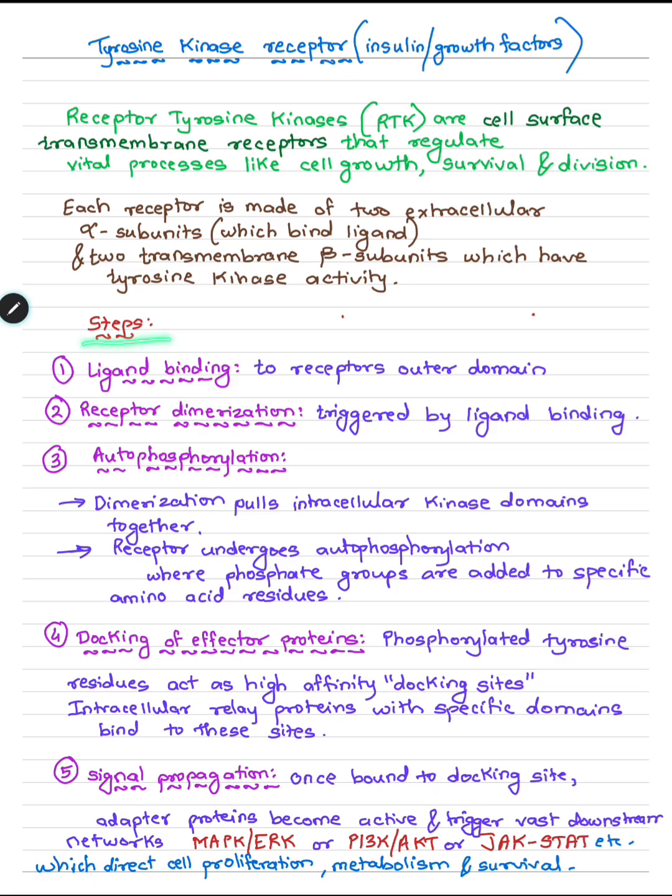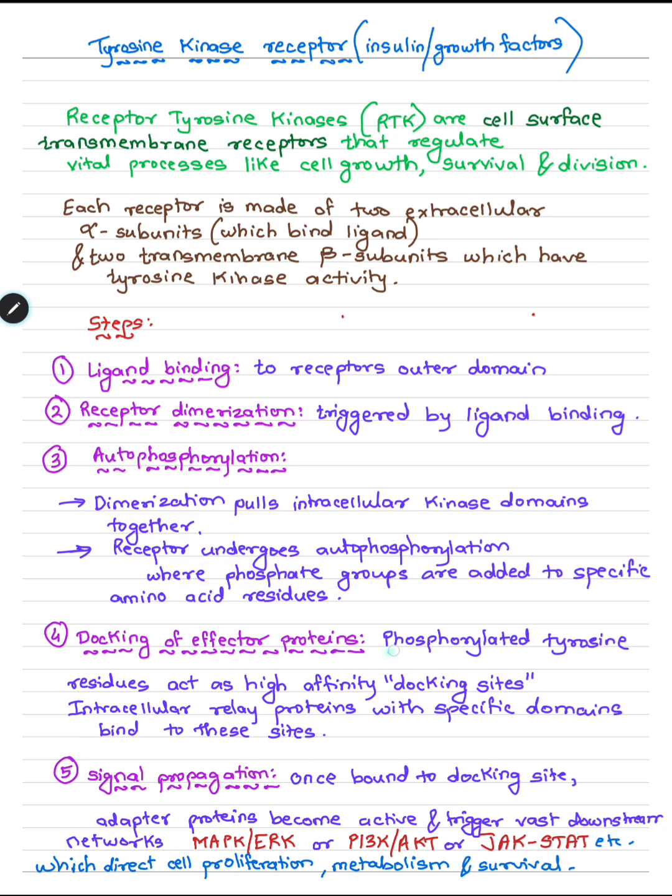These are the steps by which a tyrosine kinase receptor signal is transferred. So the ligand binds to the receptor outer domain. This causes dimerization of the inner domain, right? And that dimerization leads to autophosphorylation. It pulls the intracellular kinase domains together. The receptor undergoes autophosphorylation where phosphate groups are added to specific amino acid residues. We'll see this in the later diagram.